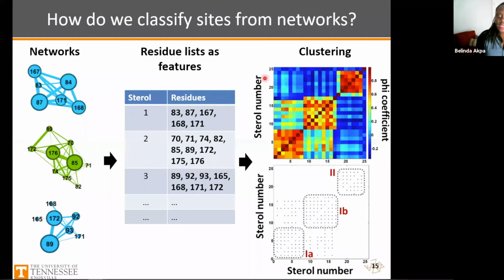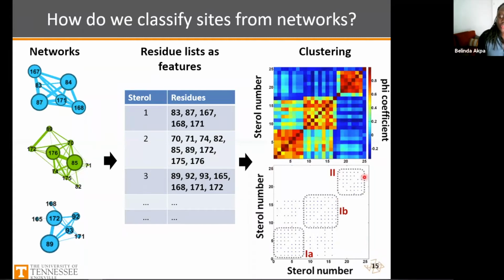In this plot, we have the identity of the cholesterol binding event on one axis and the identity of the cholesterol binding event on the other axis. If I look at event number 6 and move up to event number 5, I see a high phi coefficient, that's the similarity coefficient. That basically means those 2 binding events consisted of residues that were very similar. They're probably the same binding site. Versus sterol number 6's binding event compared to sterol number 20, very different binding profiles, different residue lists. So those get assigned to a different cluster. So we get 3 clusters.